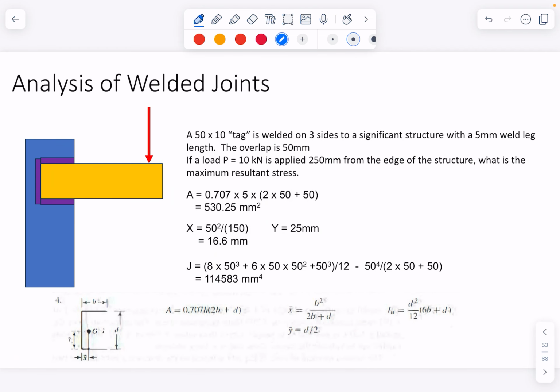So let's have a look at an example. I've got a tag welded onto a piece of something big and heavy and blue in this case. It's onto a significant structure, 5mm weld length, overlap 50mm, 10 kilonewtons, 250mm from the edge of the structure. Area I can work out again from that table that was back a page, it's just in Shigley if you look it up. Sorry, the numbers are a bit fuzzy in this scan, but you can work through that where your X is, which is somewhere about here. Clearly Y is simply in the middle, at the centre line, and we can work out what J is, so that's all pretty nice and easy.